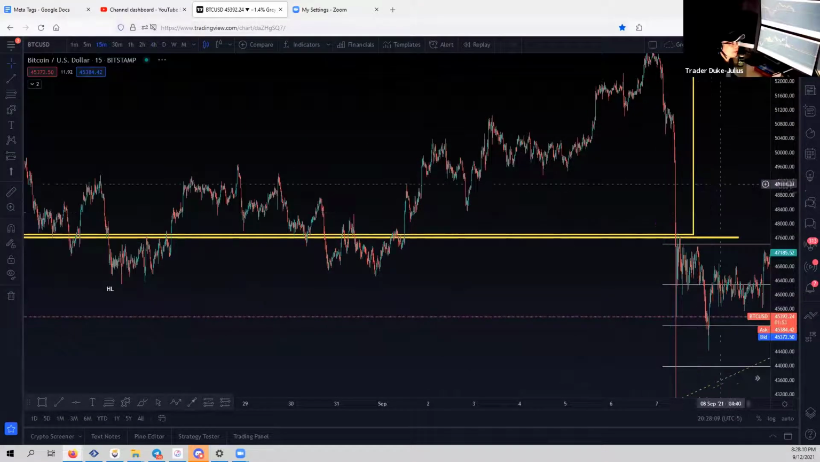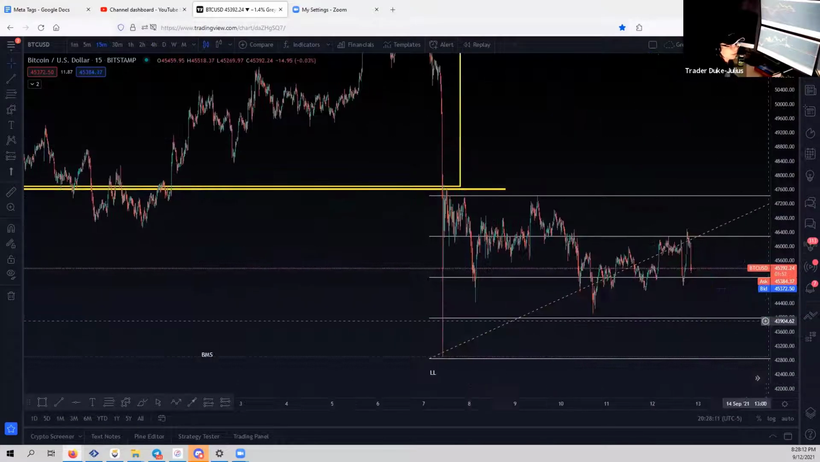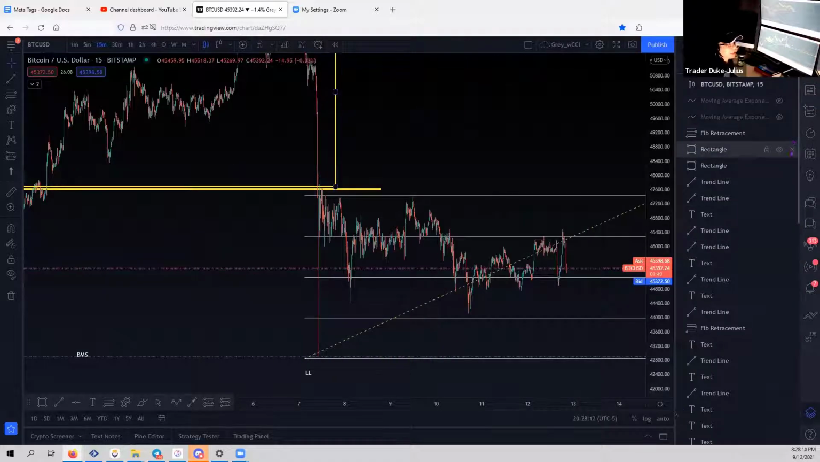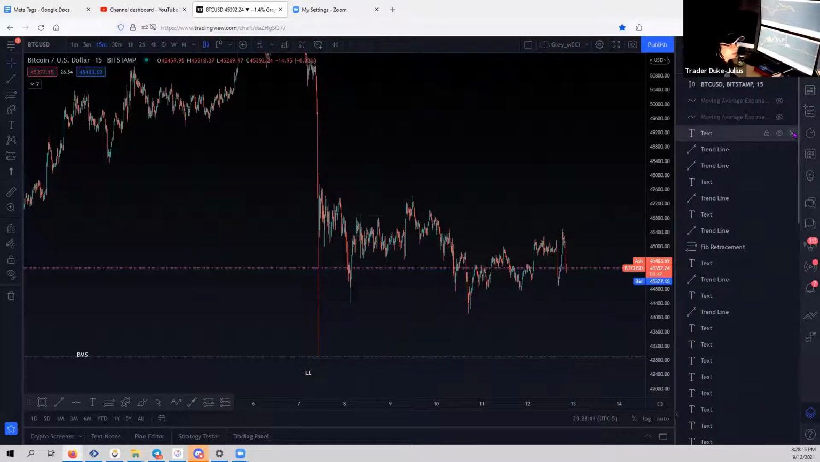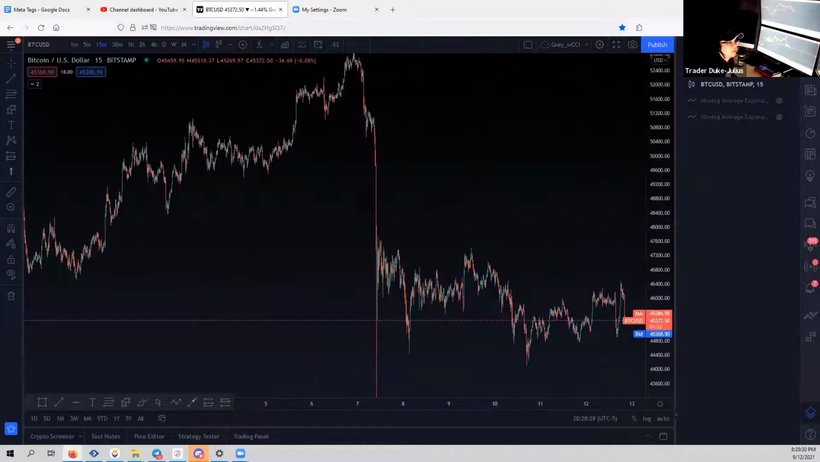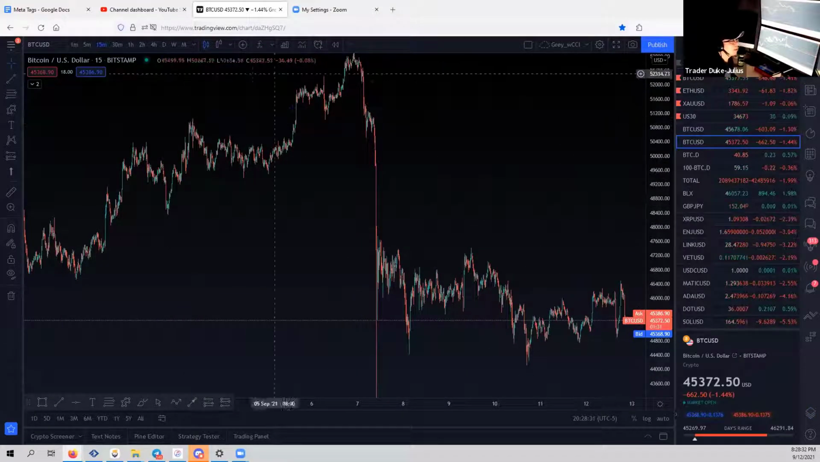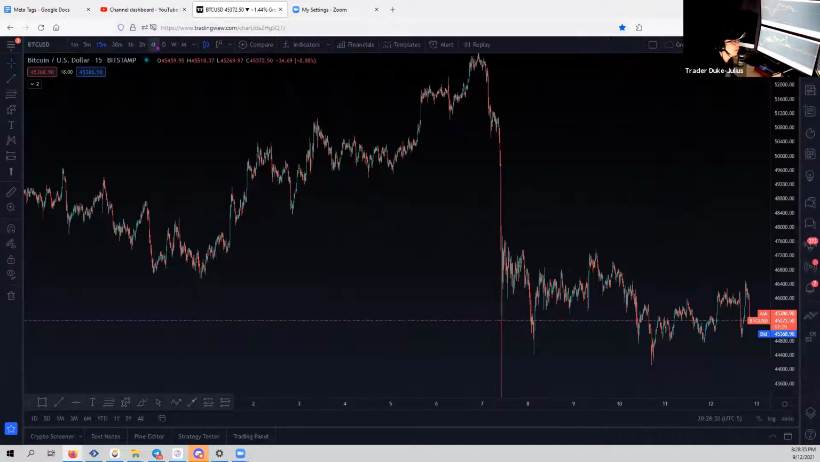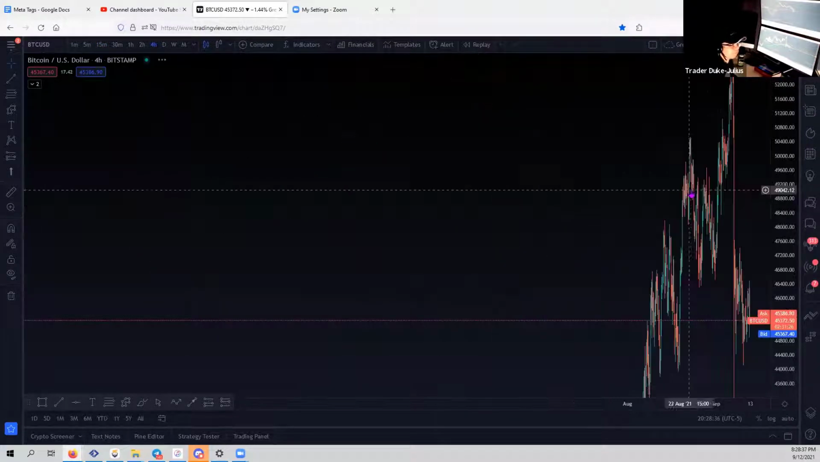Okay, for the fib settings. In fact, let me clean up some of this because we don't need any of this anymore. But I'm just going to show you the fractal nature of the fib settings. Okay, guys. All right. So let's look at the 4 hour.